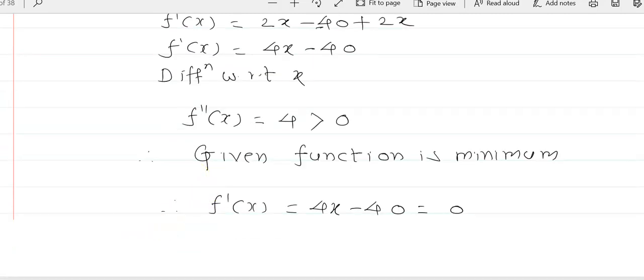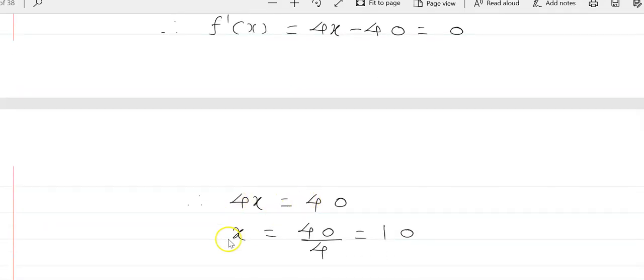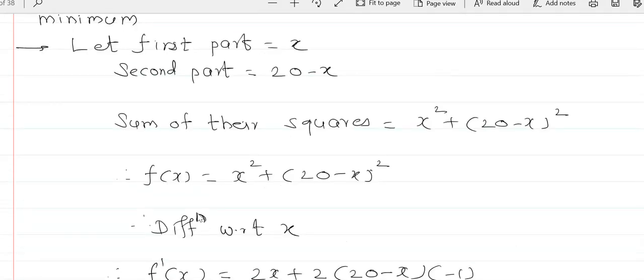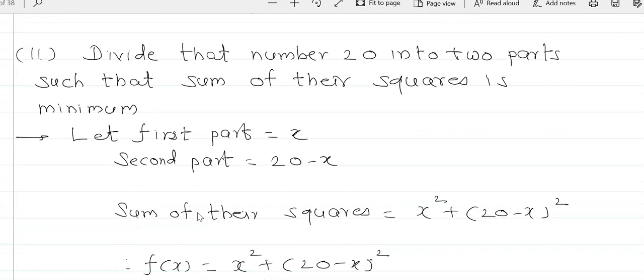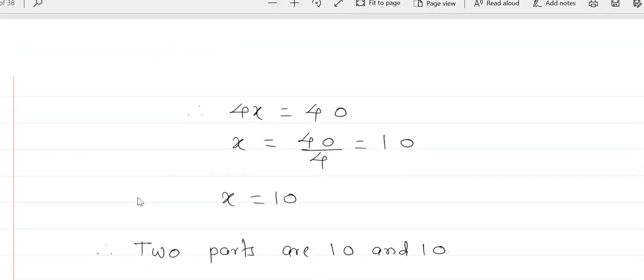Now we'll find the value of x. F dash of x is equal to 4x minus 40, and that is equal to 0. Therefore 4x is equal to 40, x is equal to 40 upon 4, and that is equal to 10. X is equal to 10. Therefore the two parts are 10 and 10, because the sum of the number is 20 and the first part is 10, and therefore the second part is also 10. Now let's see this again here.